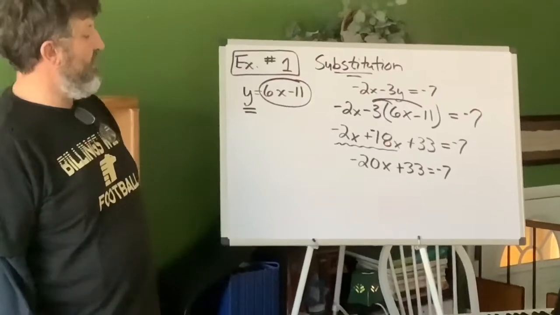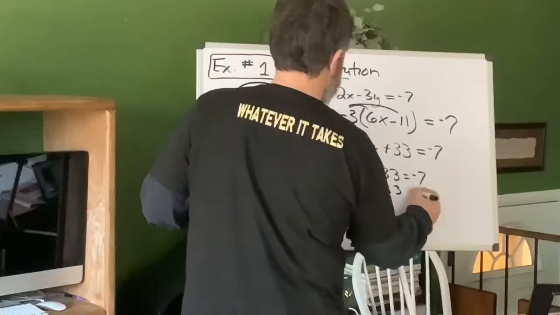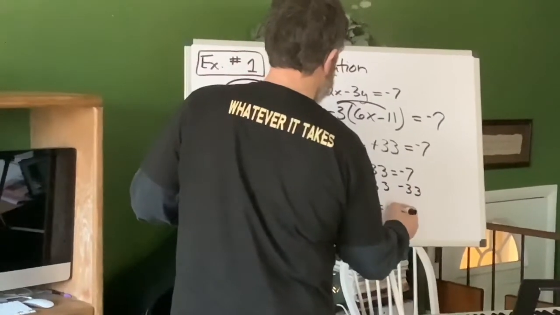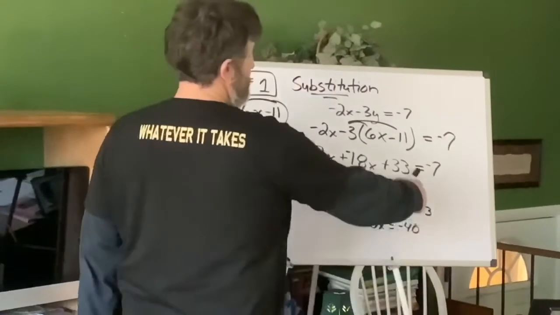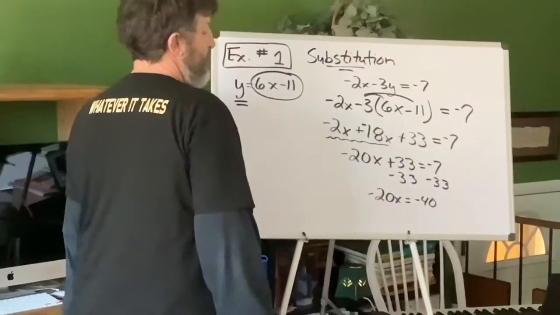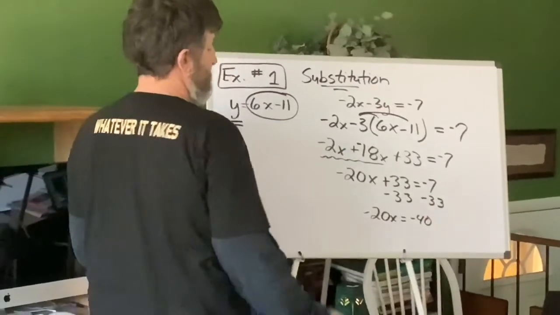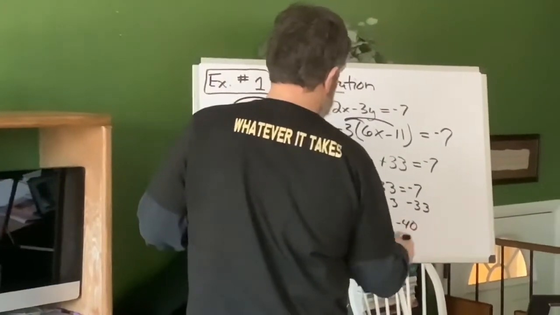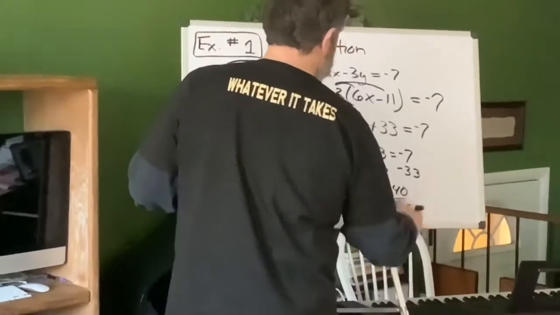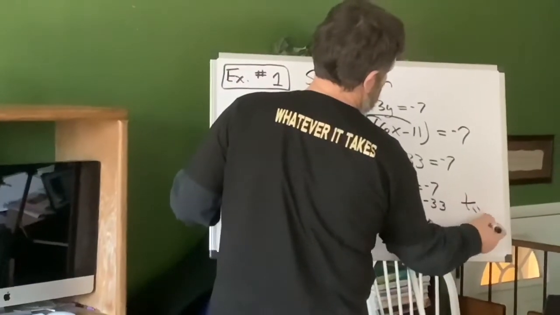Okay, so what do we do from there? Now we got to get rid of our 33. So I'm going to subtract 33 from each side. Okay, that's going to give me -20x equals a -40. Same sign, so we add -7, -33. Same sign, so we add -40, use the sign of the larger number, so it's a negative. Okay, now I divide by -20, so divide by -20, divide by -20, and as you can all see, x is going to equal 2.